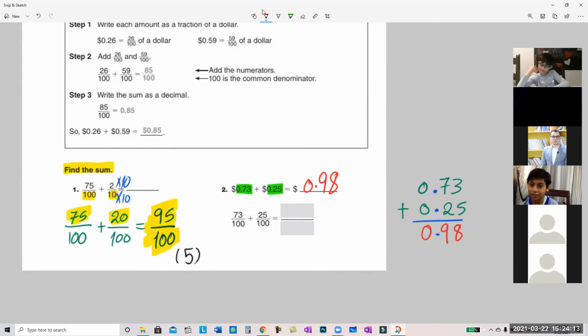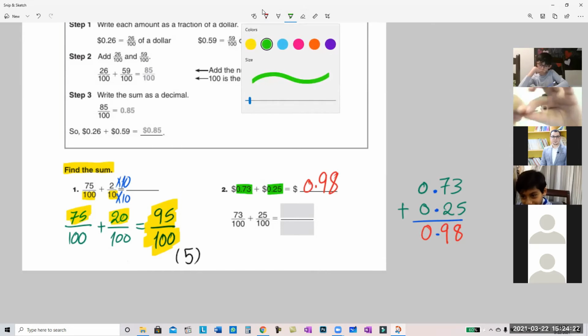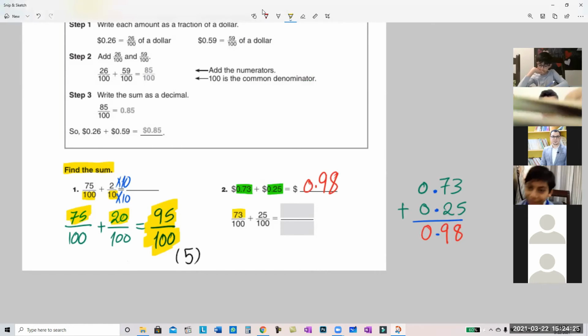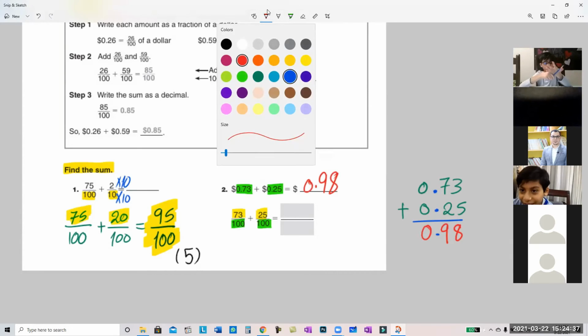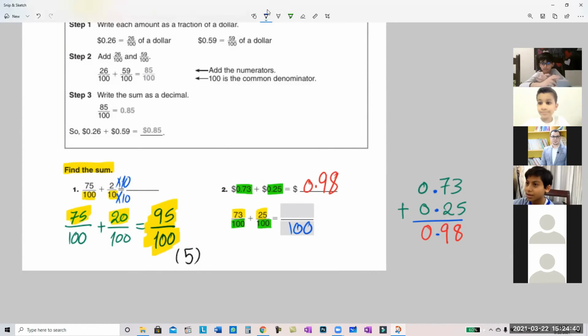Okay, can you move to the other way? We're gonna convert them into fraction form, and then we're gonna convert back to decimals. So 73 plus 25, and you have to make sure that we have the same denominator here. The denominator will be 100 because you have to keep the same denominator, and 73 plus 25 equals what? 98. Excellent. And after you get the result here, you have to convert it back to decimals.